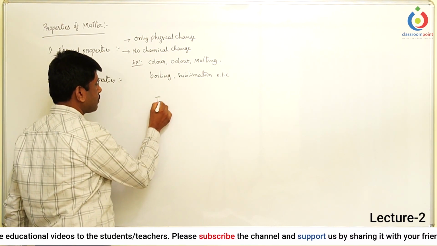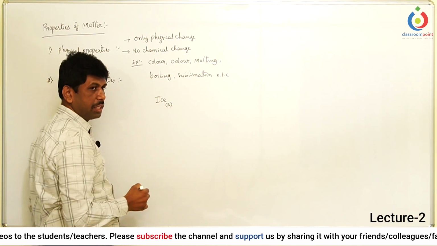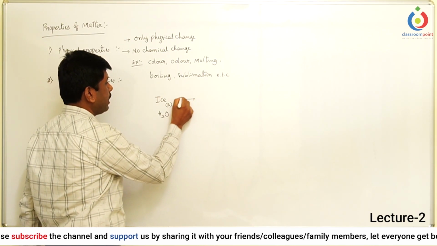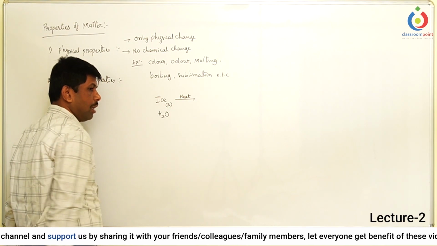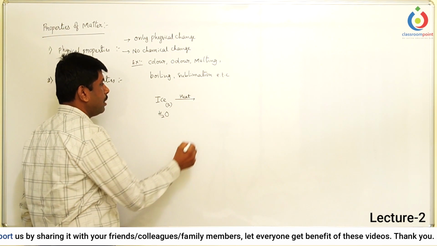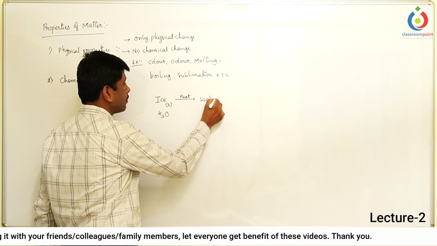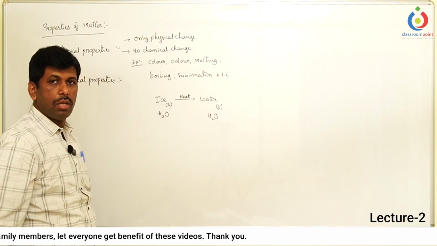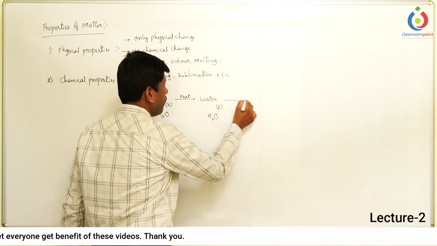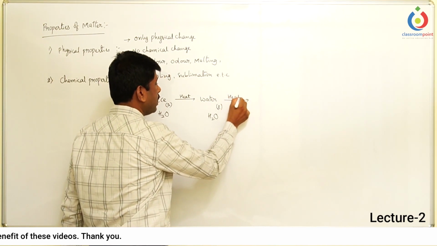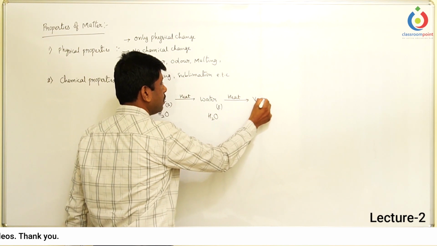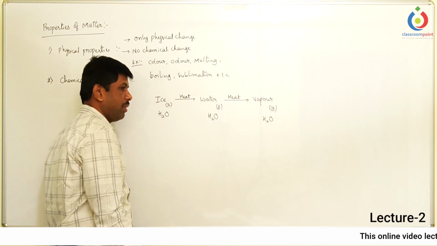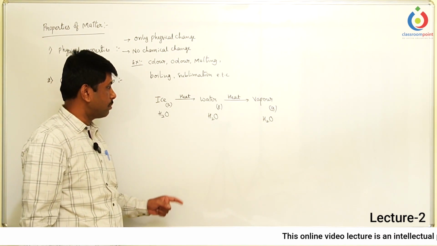We know ice. Ice is in the solid state. Its molecular formula is H2O. And when you heat it above 0 degrees centigrade, it converts into water. Water is in the liquid state. Again, the molecular formula of water is also H2O. And when water is heated above 100 degrees centigrade, it converts into water vapor. It is in the gaseous state, but even the molecular formula of water vapor is H2O.